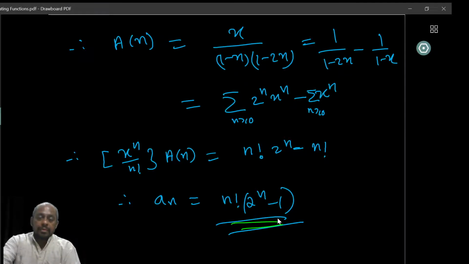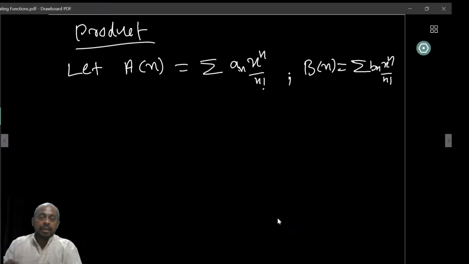So these are very similar to the previous case of ordinary generating functions, except that you have to keep remembering that you are looking at the coefficient of x raised to n by n factorial, and make sure that you don't forget that.